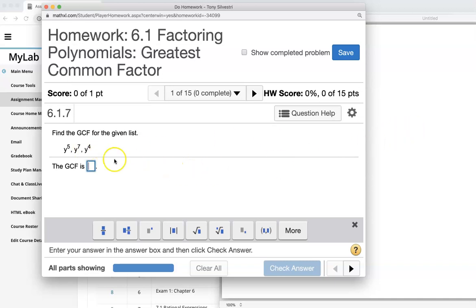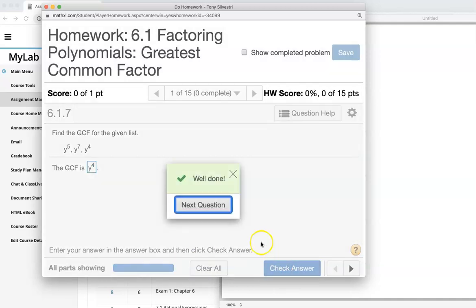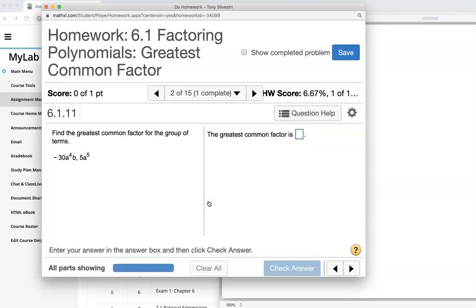Same thing with the numbers: are y's common? They certainly are. I see y's everywhere. And so the factor is y, not the power. The factor is y, and y is common to those 3 expressions. You always take the smallest power that you see. I see the smallest power is 4. Let's see if that's right. Fantastic. Well done. We got 1 problem right. Great. Let's try the next one.